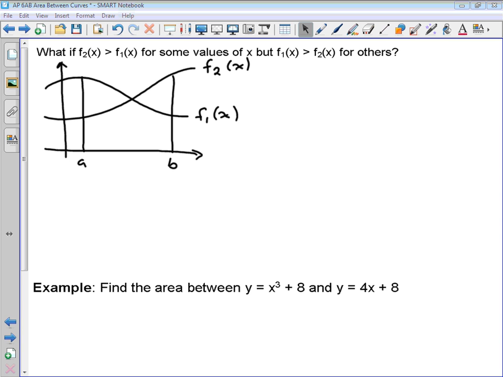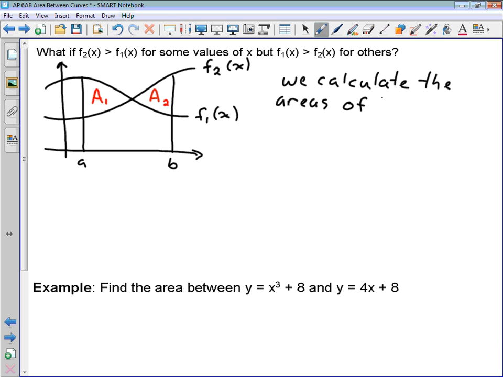Exactly. We're just going to consider these as two separate areas, A1 and A2, calculate the areas separately, and add the two integrals together. So we can say we calculate the areas of the regions separately and combined.